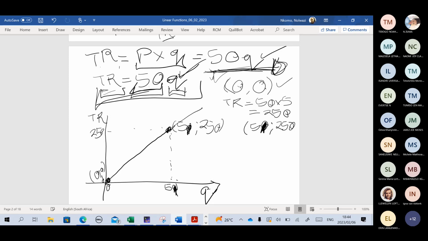Then I said, to find another point, our second point will differ, because you can just let Q be any number, but the shape of our graph will be the same, even though our points will differ. In my case, I chose Q to be 5, and I said if I let Q be 5, then our total revenue would be 50 times 5, which is 250, right? So we have 2 points, (0, 0) and (5, 250). Then I draw a line to join those 2 points. Is that fine?